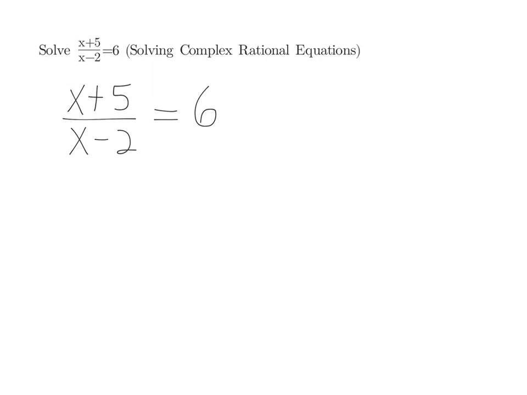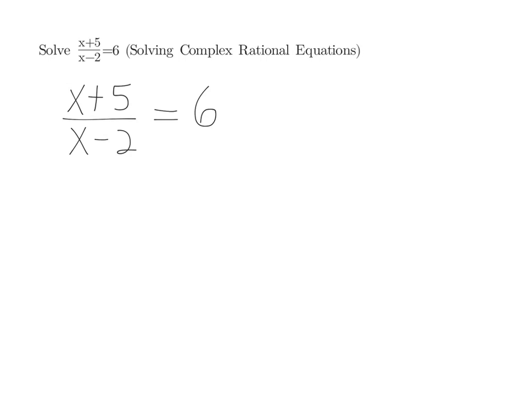Complex rational equations. Remember that to solve means to find the value of the variable that makes the equation true. And in our problem, we're trying to find the value of x that makes the left side equal to 6. So let's get started. First thing we're going to do is get rid of our fractions.